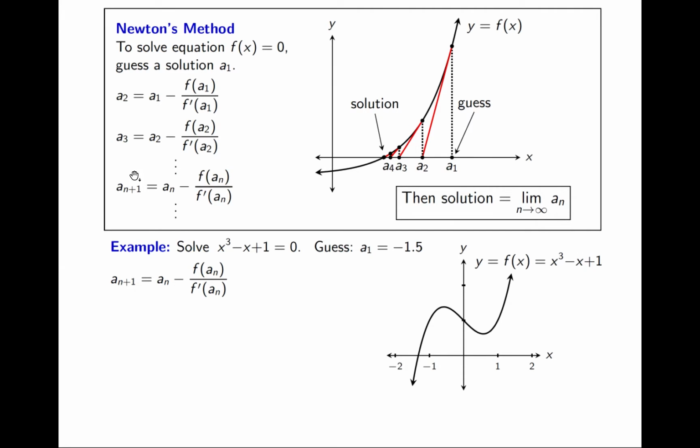Now the way Newton's method works, remember, is that anytime you have a sub n, you can find the next one, a sub n plus 1, by the expression a sub n minus f of a sub n over f prime of a sub n. So there it is right there. And let's actually work out what this is.